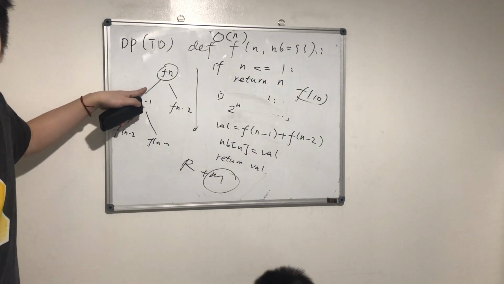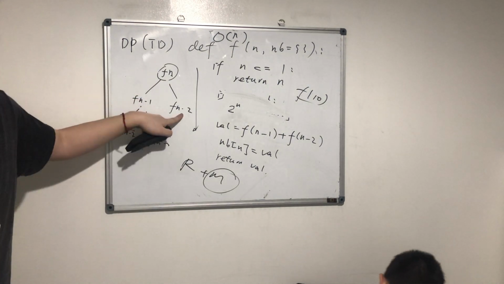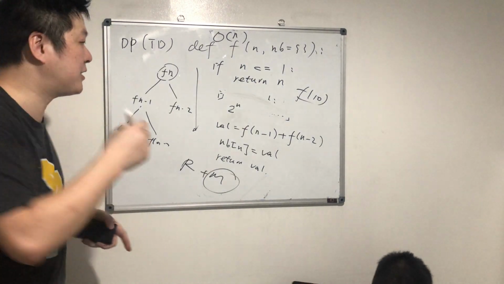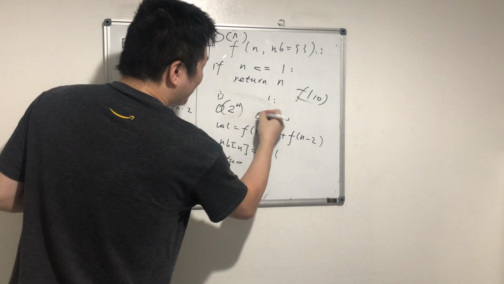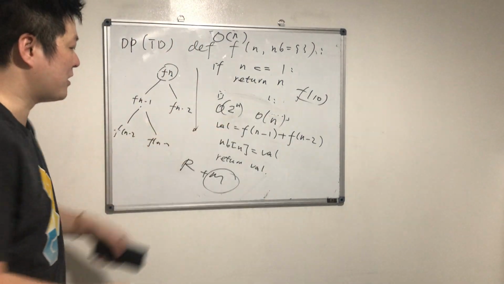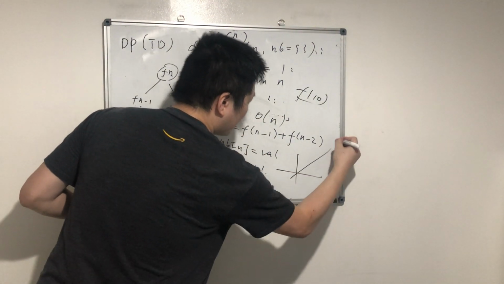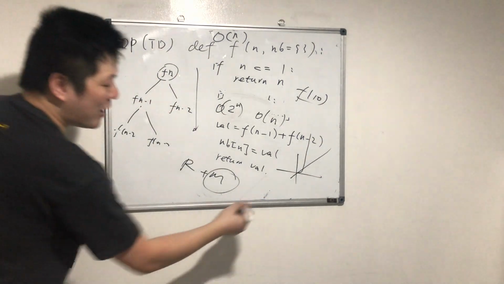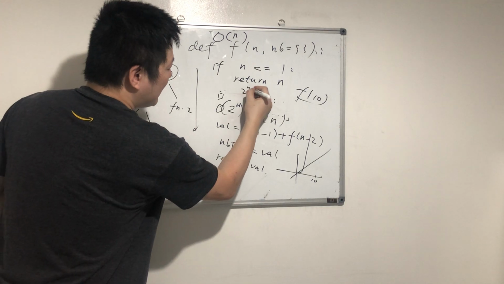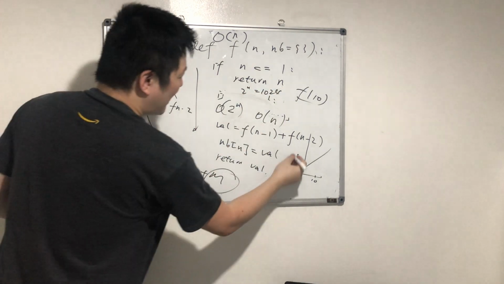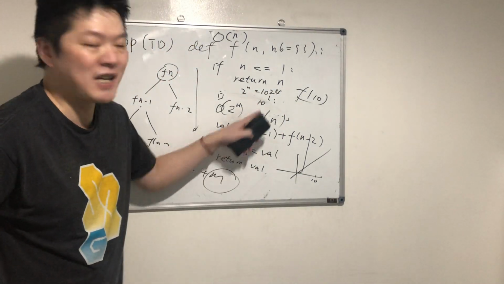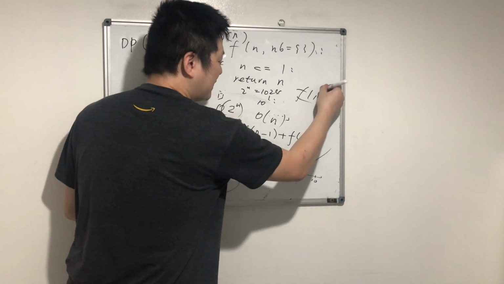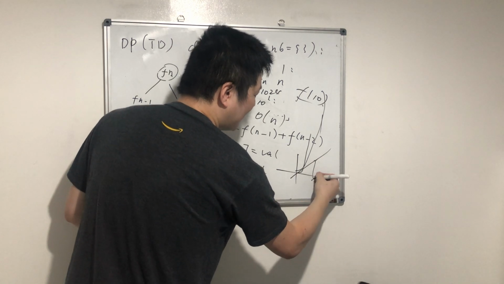Got it? Because at each one you have 2, you spawn 2. So it's exponential. Look, O(2^n) and O(n), which is better? O(n), of course. So when n is 10, 2^n is 1024, but O(n) is just 10. This 2^n graph is a lot higher, right? This is the O(n).